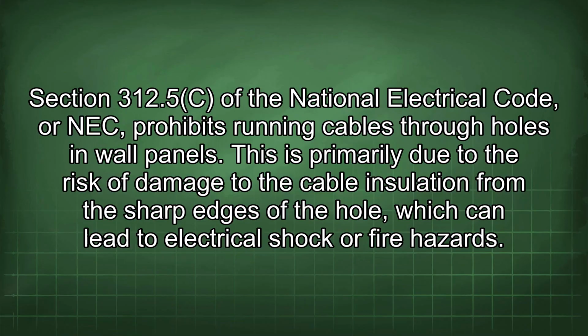Section 312.5c of the National Electrical Code, or NEC, prohibits running cables through holes in wall panels. This is primarily due to the risk of damage to the cable insulation from the sharp edges of the hole, which can lead to electrical shock or fire hazards.